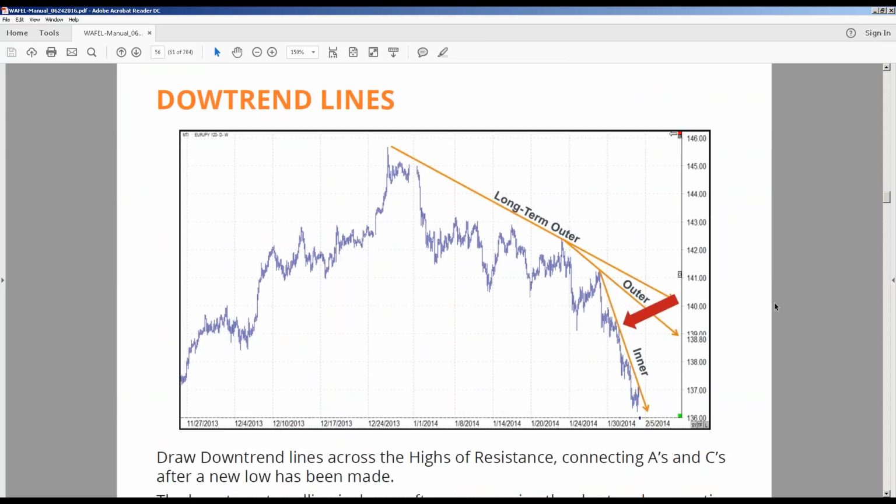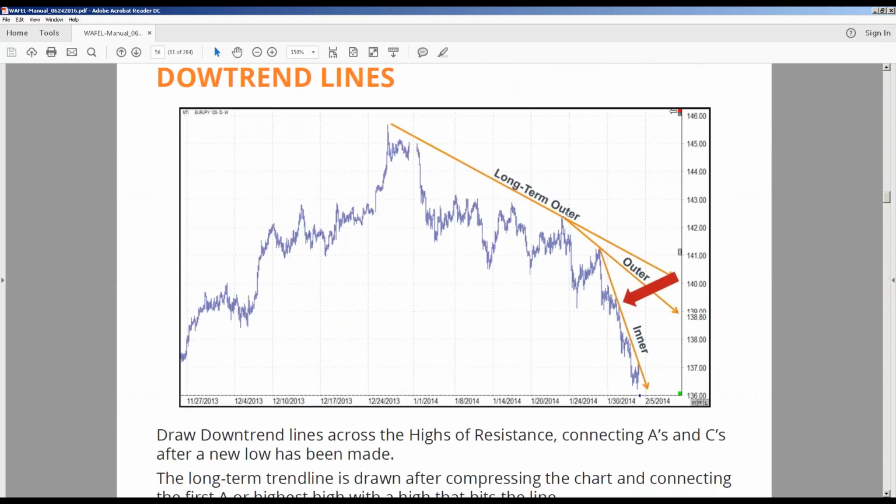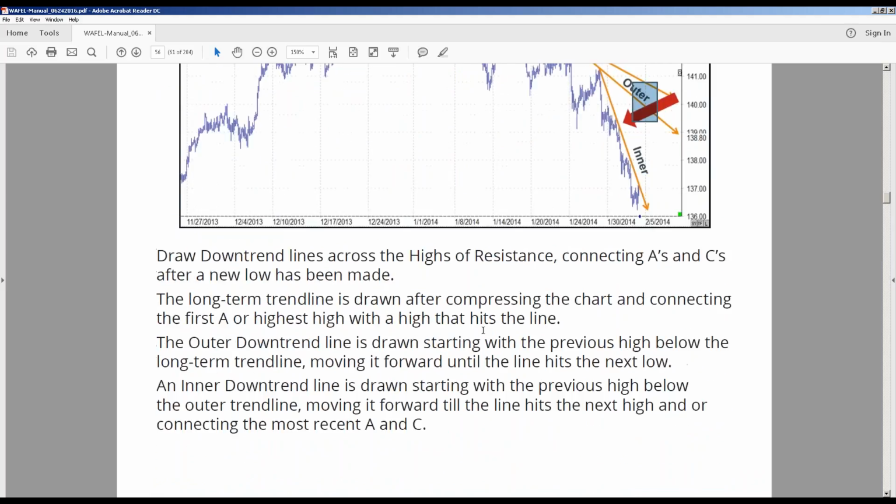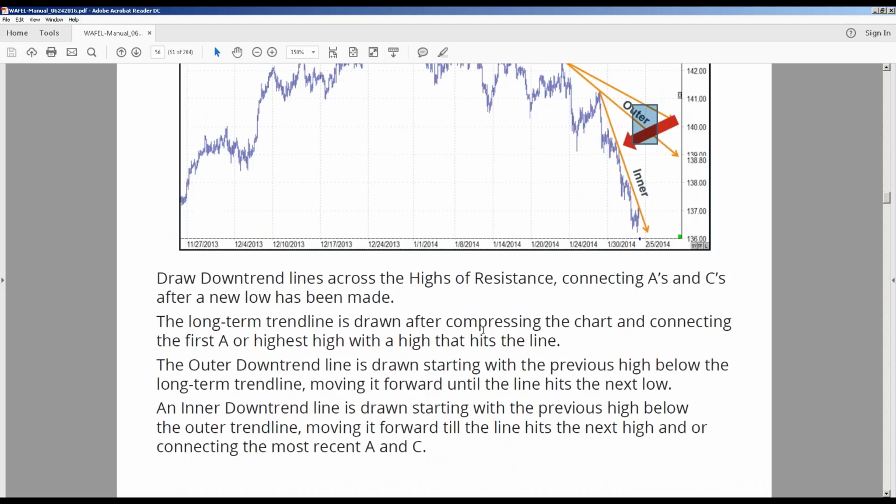So that would be a long-term outer trend line, this would be the outer trend line, and that would be the inner trend line. If the market breaks the inner trend line, then it will move to the outer trend line. Draw downtrend lines across the highs of resistance connecting A's and C's after a new low has been made. The long-term trend line is drawn after compressing the chart and connecting the first A or highest high with a high that hits the line.